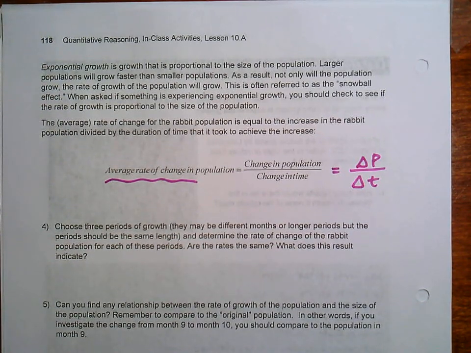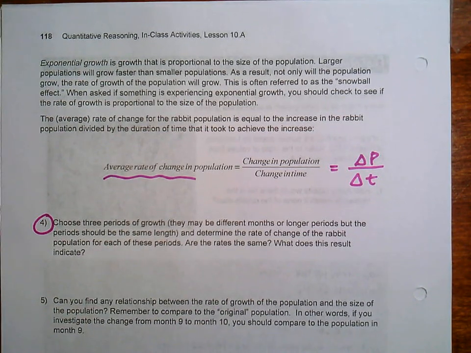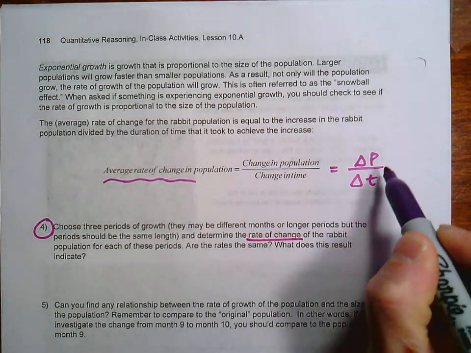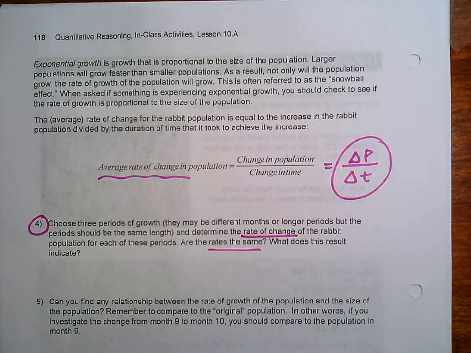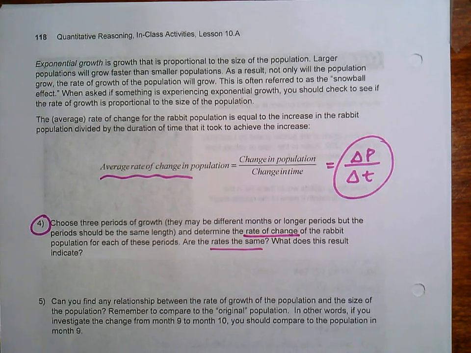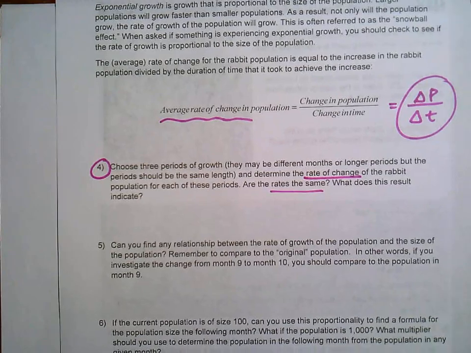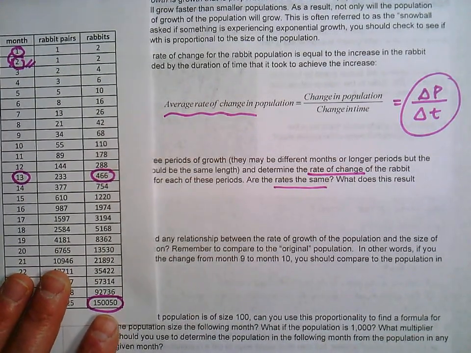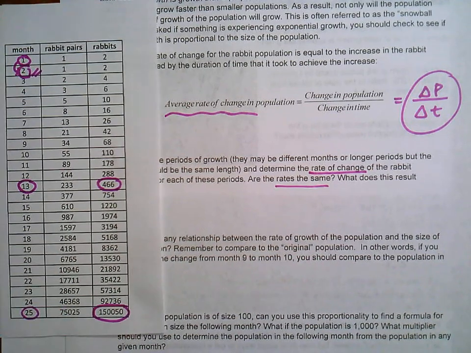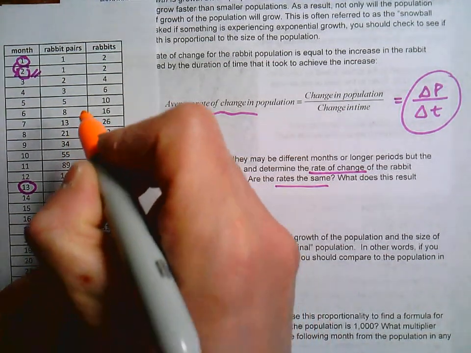This problem is saying let's choose some different periods of growth and determine the rate of change. We're going to go back and look at this ratio and ask, for the rabbits, are these rates the same? I'm going to pick some different numbers from that previous spreadsheet, and we'll run through and calculate them. I'll put these over here. I'll just pick a couple of different ones, and maybe I'll highlight this in color.